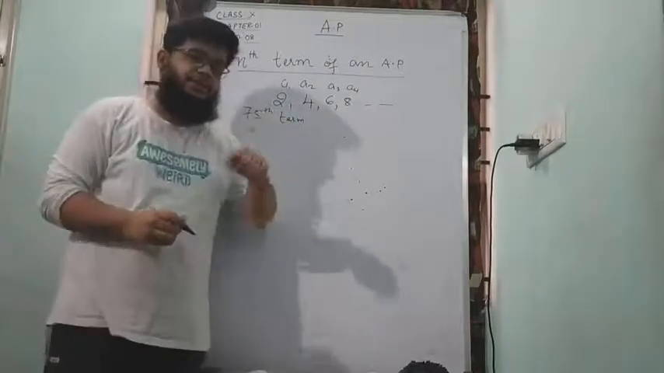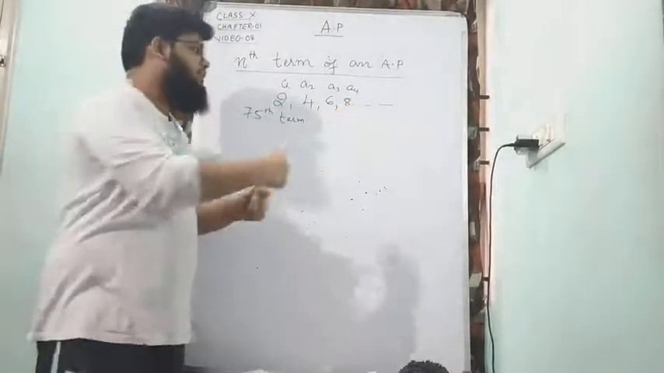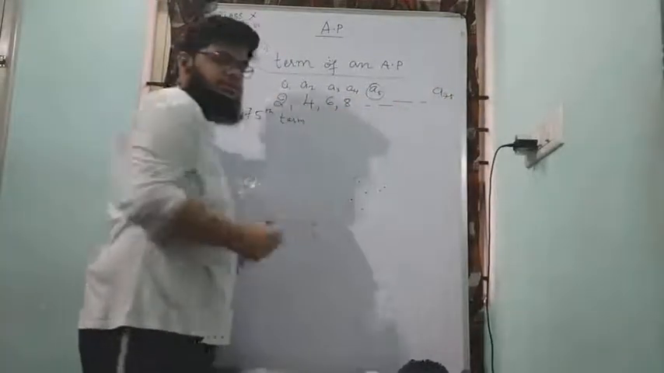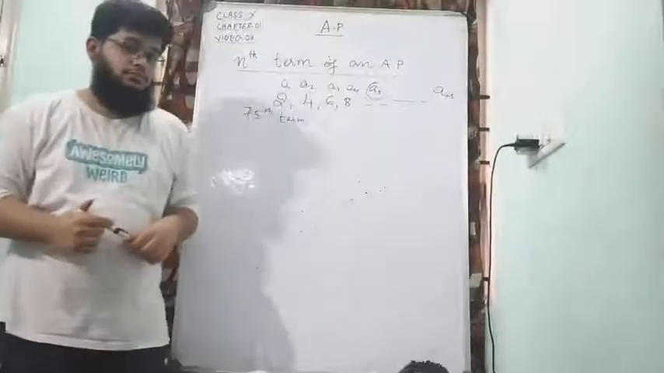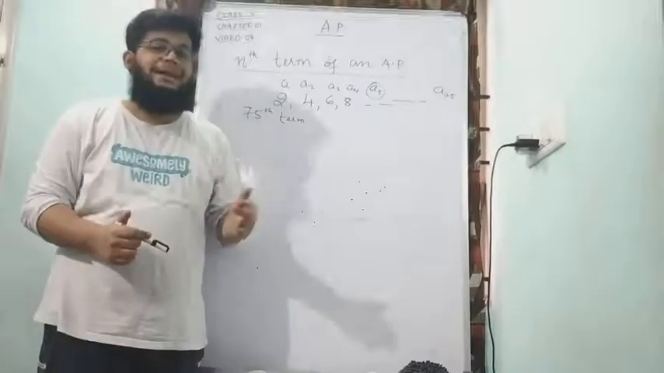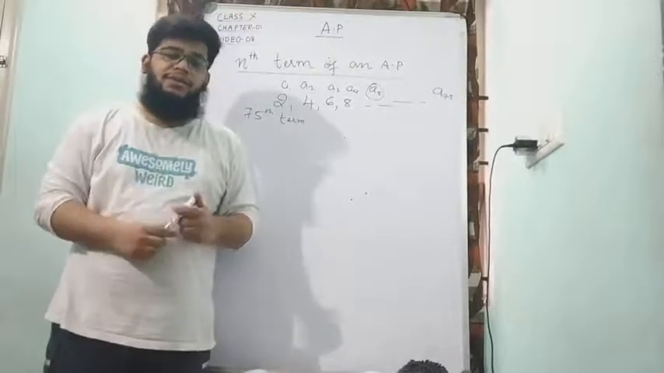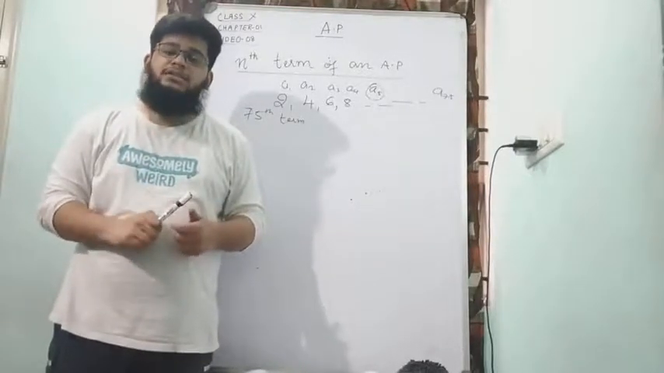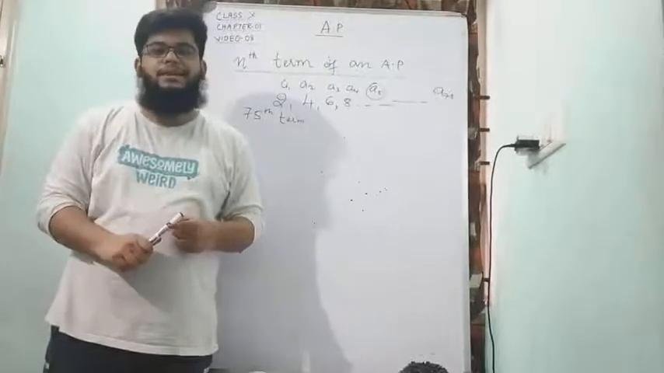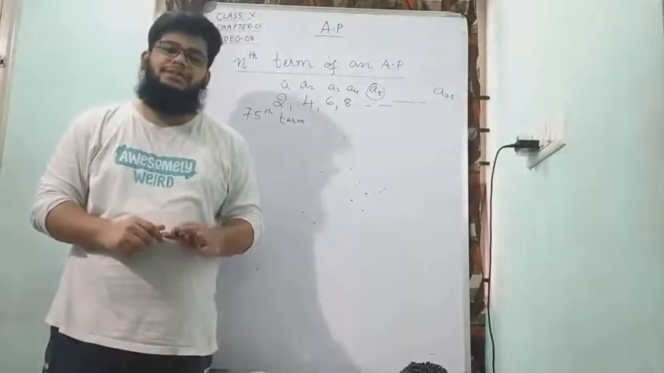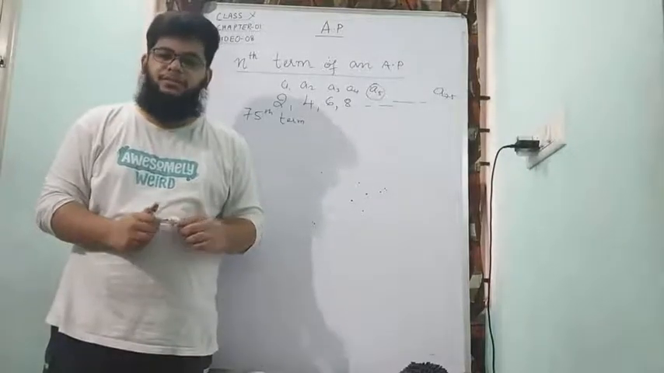What will be the 75th term? Instead of asking what will be the fifth term, I'll ask you what is the 75th term. So you might take a pen, and you will have to keep adding 2 up to the 75th term, and there are two disadvantages of doing that. One, it consumes a lot of time. Second, you end up making mistakes. So to avoid that, we have something very simple and nice called the nth term of an AP.